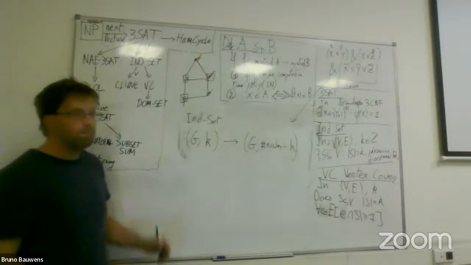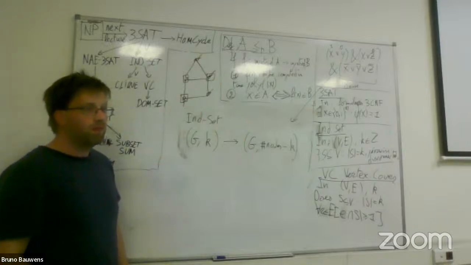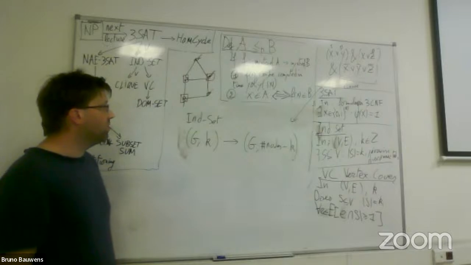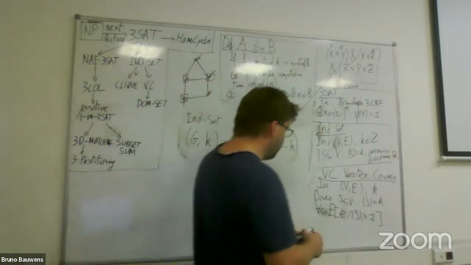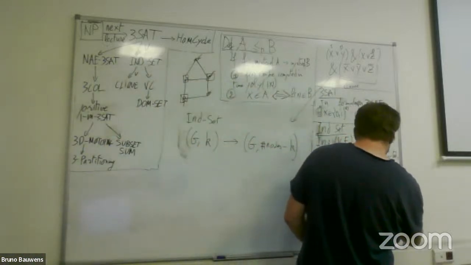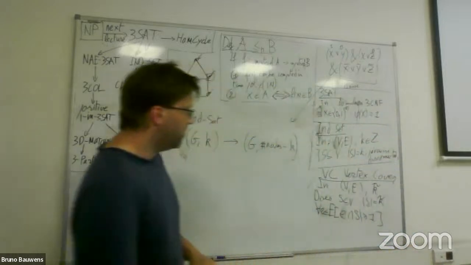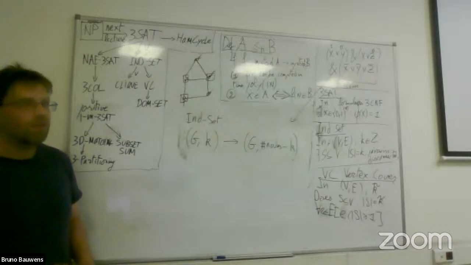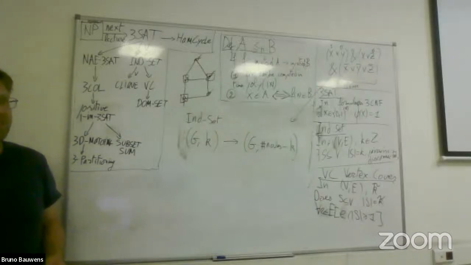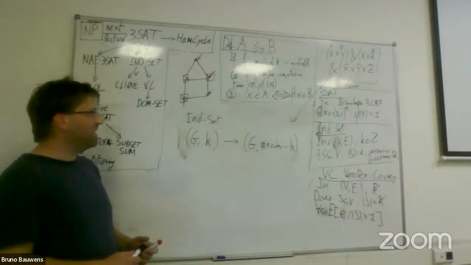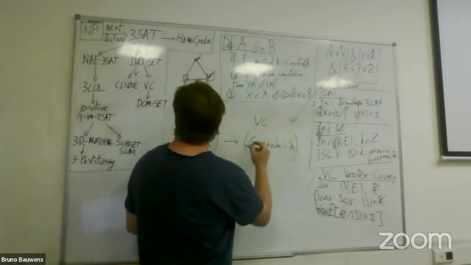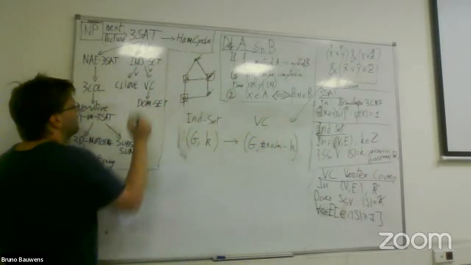But in the task, we wanted to find a vertex cover of size k and an independent set also of size k. No. Okay, this is different. If you want, I can use k tilde here to avoid confusion. Yeah, I agree. Okay. So that was the easy one.